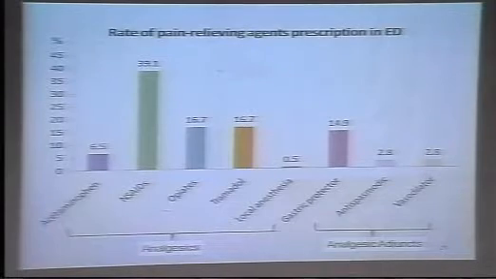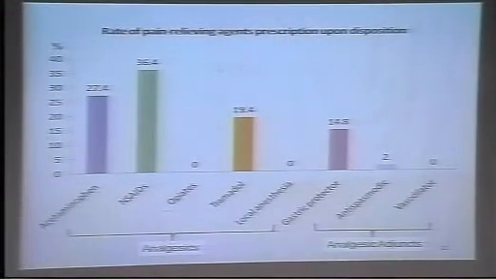And we also look at the rate of pain relieving agents prescription in ED. It is found that NSAIDs recorded the highest rate of prescription, followed by opiates and tramadol. Opiates are predominantly prescribed in patients with severe pain. And upon disposition, NSAID was still the most commonly prescribed analgesic, followed by acetaminophen and tramadol.